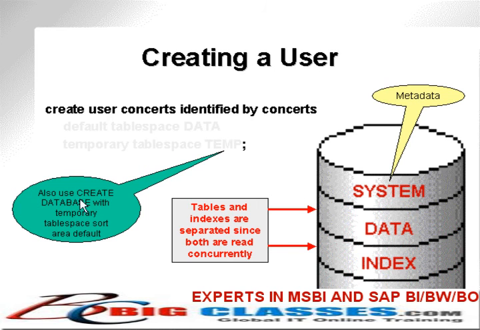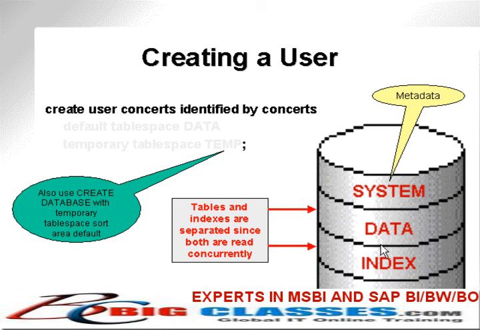We have a note here that says the tables and indexes are separated since both are read concurrently, which is generally a good idea. When you create a database, you have a data and an index space. You put your tables in data, and you put your indexes in index. The reason why is because the nature of indexes and tables is that they are read concurrently. In other words, they are read at the same time.